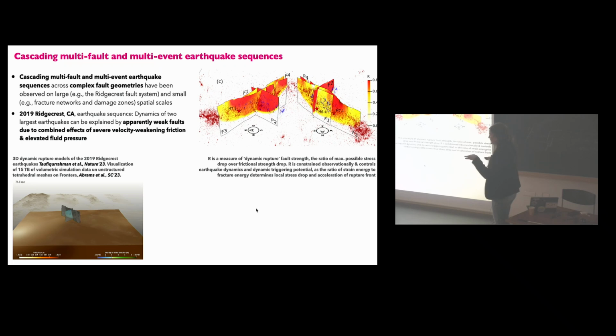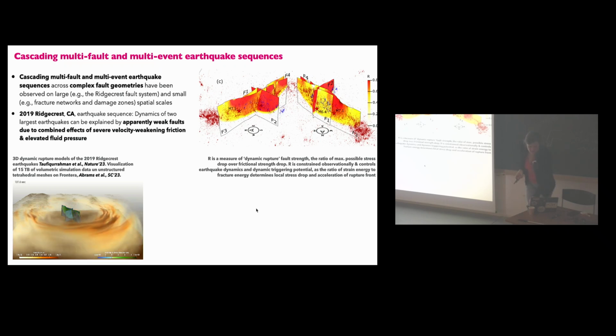We don't have to know the absolute stresses. We don't have to know the absolute fault strength. We don't have to know the absolute value of normal stress, but we do have to know the ratio of the maximum possible stress drop and the frictional strength drop to get the dynamics to match observations.